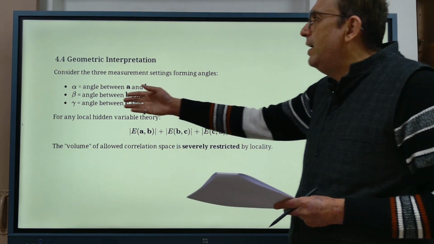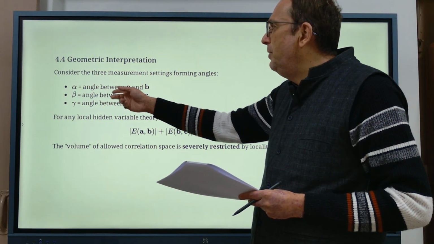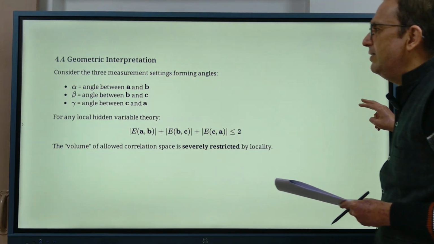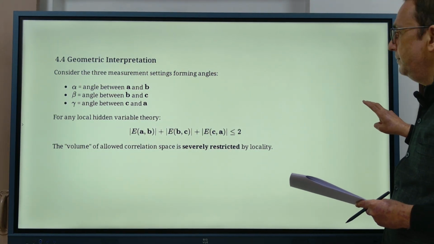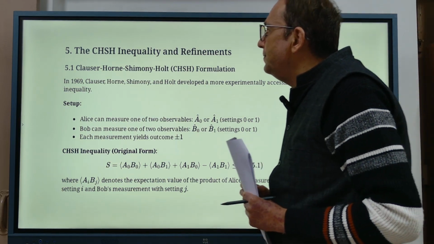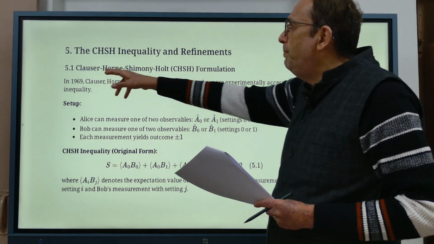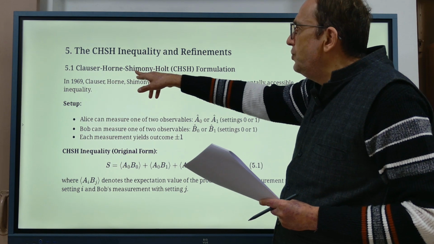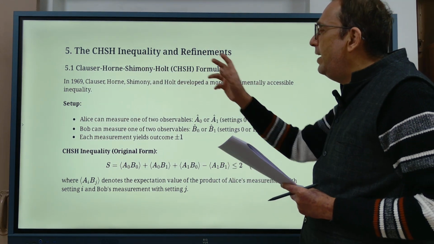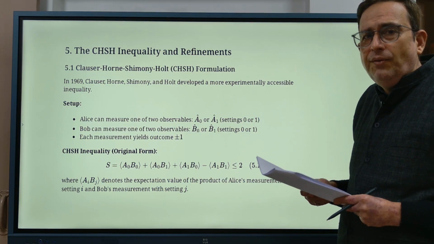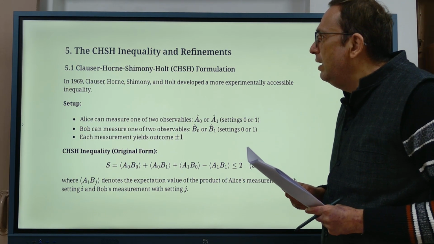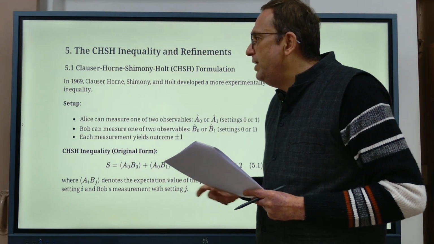So that's the geometric interpretation, where alpha is the angle between A and B, beta is the angle between B and C, and gamma is the angle between C and A. That we have already seen. Later on, Clauser, Horne, Shimony, and Holt formulated a different variation of Bell's inequality called the CHSH formulation, in 1969.